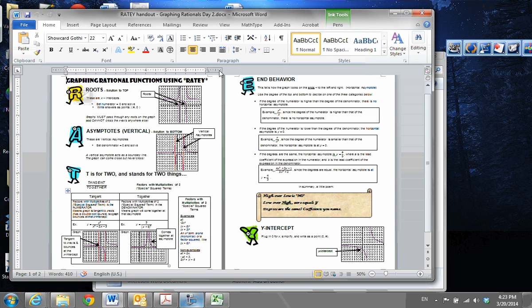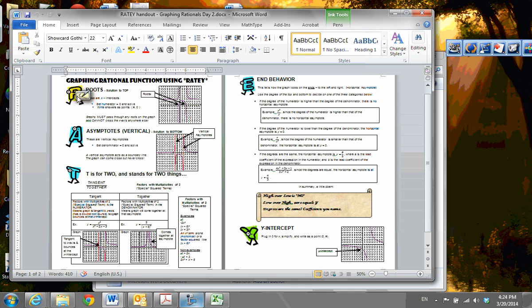Okay, boys and girls, today we're going to be using RATEY to graph rational functions. Hopefully you have this copy. We're going to reference that a lot. RATEY is just an acronym for roots, asymptotes, tendency and togetherness, end behavior, and the y-intercept. This is probably the only time that you see this written out here, and I'm just going to talk about it from here on out. So be sure we have that.